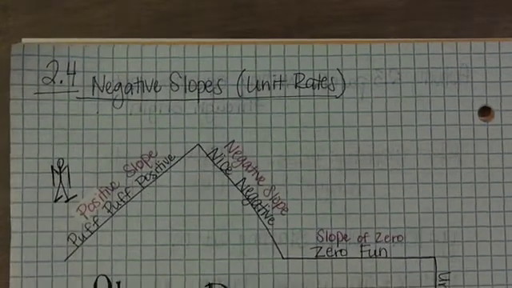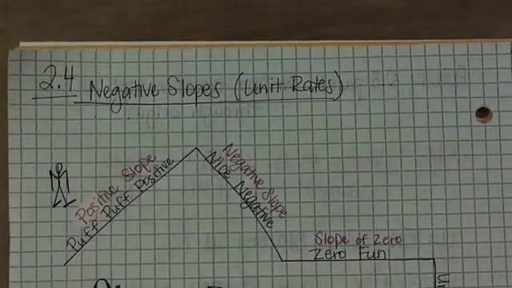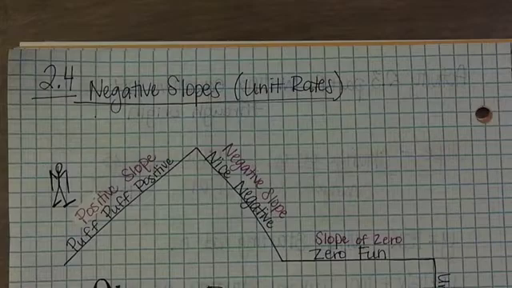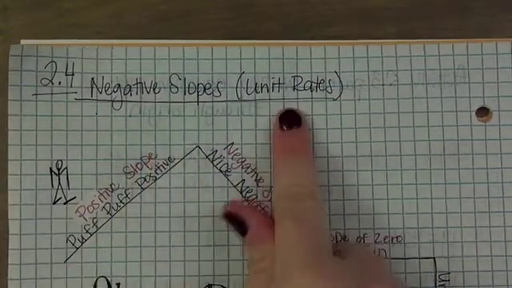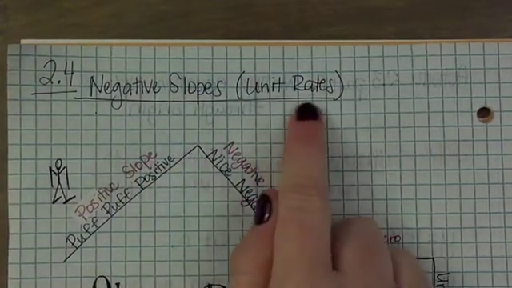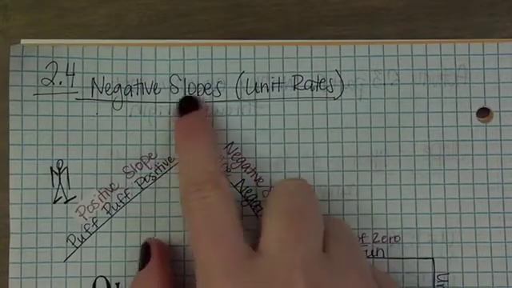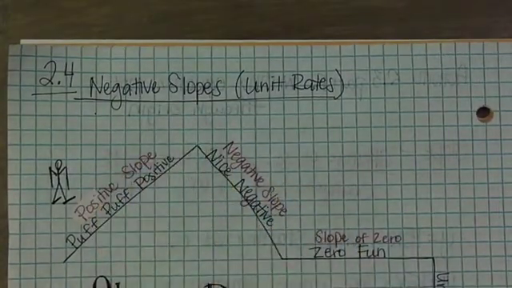Okay, so this is 2.4. We will get to the workbook in just a minute, but this is 2.4 negative slopes and unit, or in the book it says unit rates, but I want to talk about slopes. So we've only been looking at graphs, and I will get to the book now. So it's on page M234, so have your book open to this page right here.